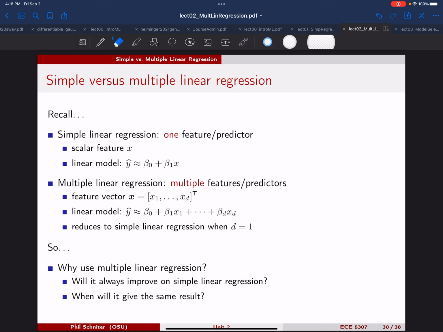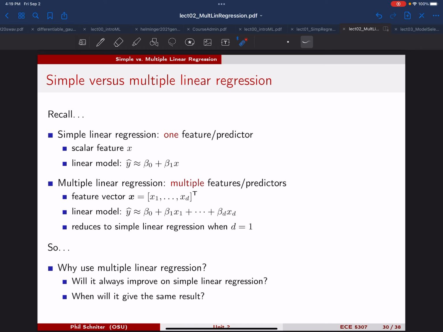So just to review, simple regression, you have a single scalar feature, and you use that to predict the targets. Whereas in multiple linear regression, you have possibly many scalar features. Altogether, you use them to predict the target. So they become the same when D is 1. In general, D is some number that could be larger than 1, and so they differ. So a question you might ask is, well, is multiple linear regression better?